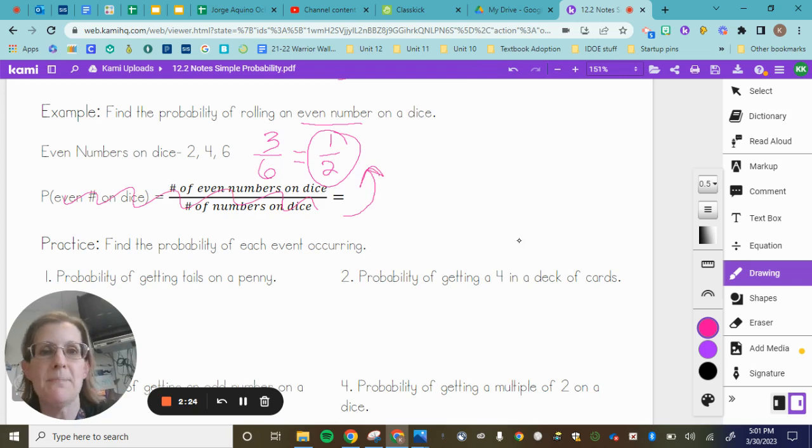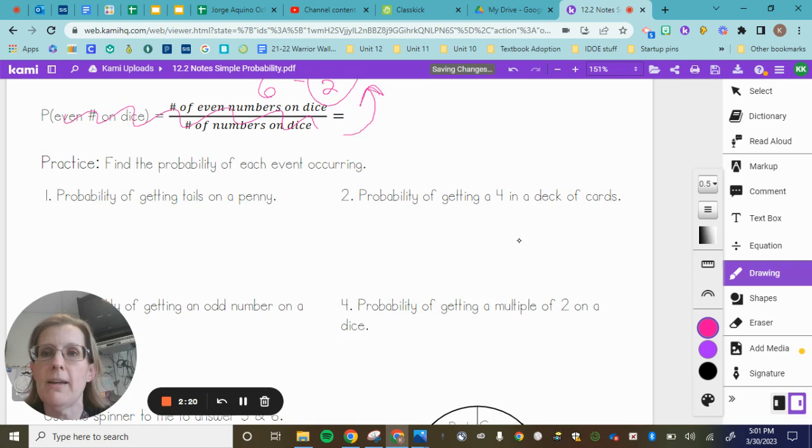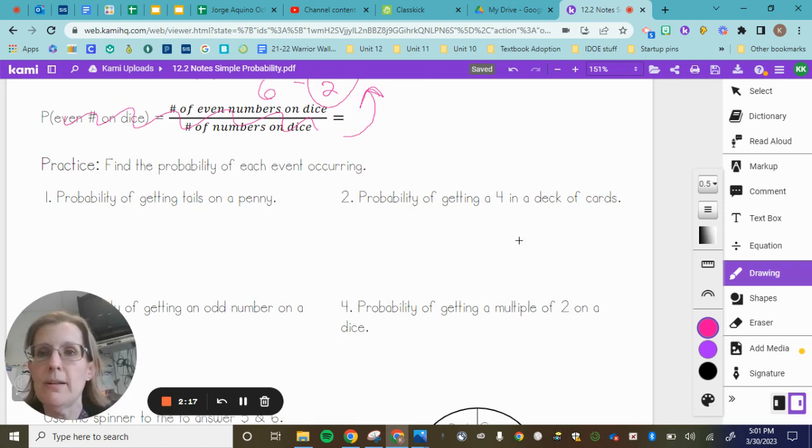I shortened it. Now we're going to do a couple of these together and then you're going to practice with the Edpuzzle video. So this one is pretty easy. So I'm going to skip ahead to number 2.